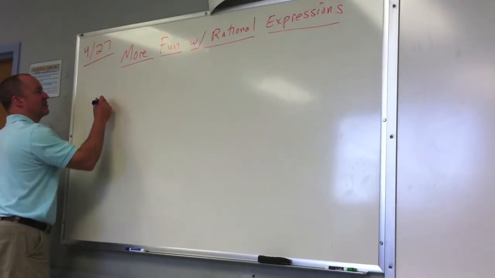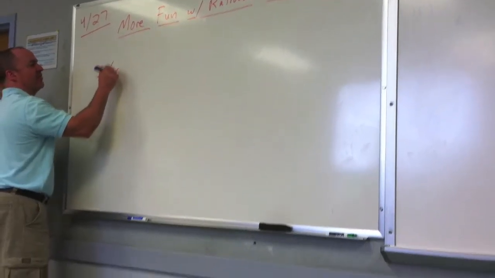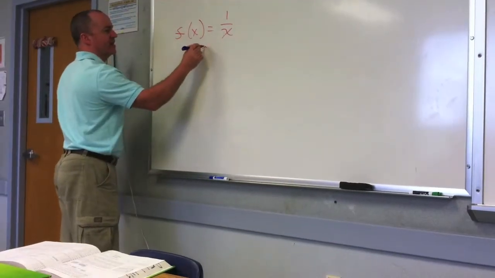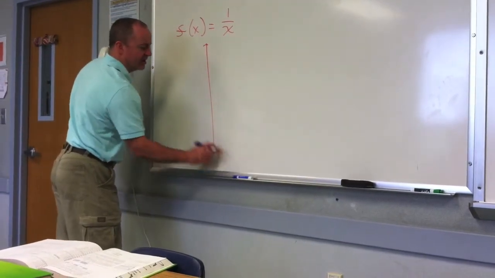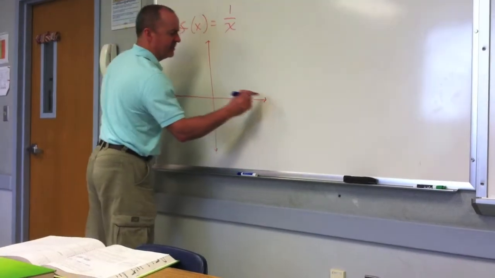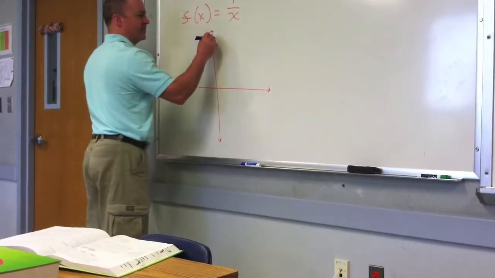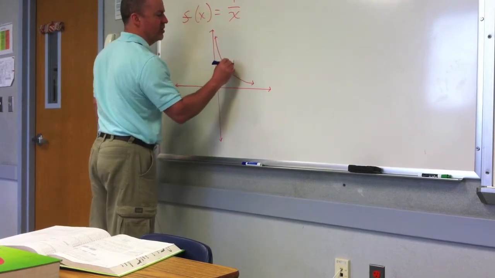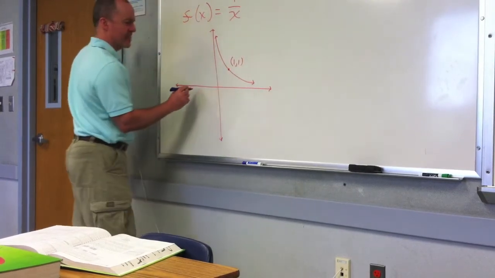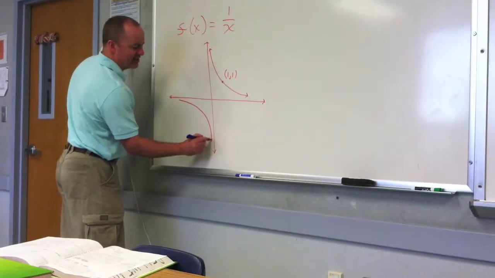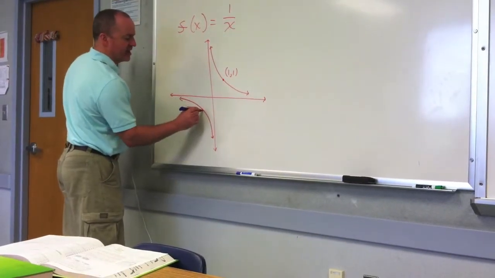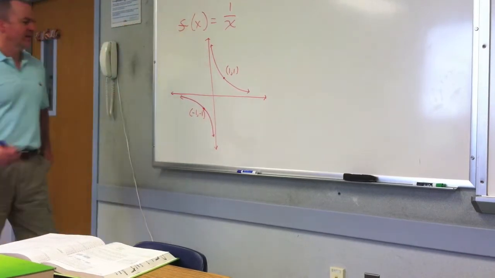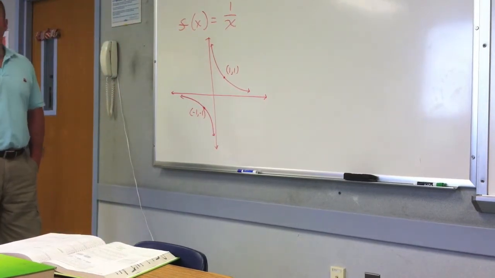The first rational expression we looked at was f of x equals 1 over x. In general, I think it was 2 days ago we looked at it. And this is the one that passes through 1, 1, uses both axes as asymptotes, and passes through -1, -1. Okay? This is the parent function.